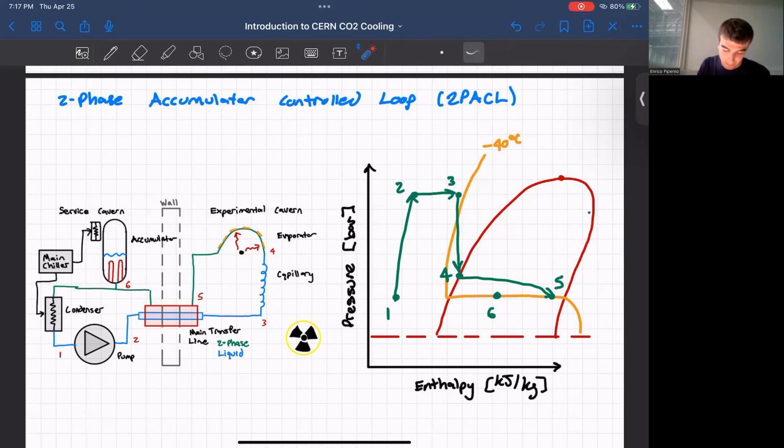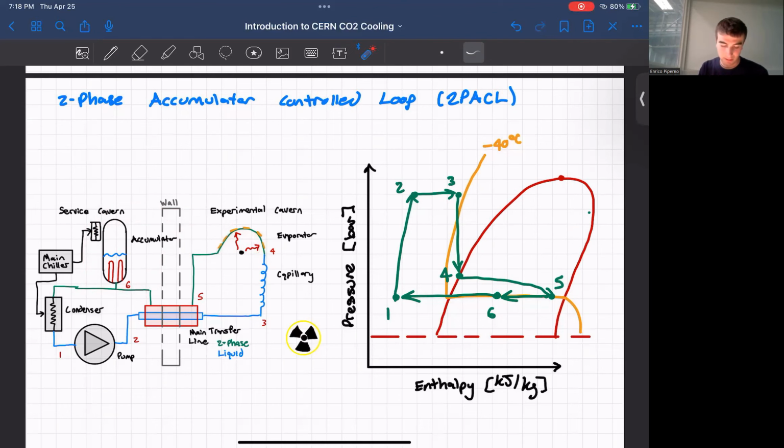Then we are passing back inside the main transfer line, which transports, once again, the CO2 from the service cavern to the experimental cavern. And this heat is exchanged with points 2 to 3. As a result, these two lines are exactly the same length, since the heat is exchanged between them. Finally, from point 6 to 1, the refrigerant is condensed further by the main chiller, and we return back to point 1.